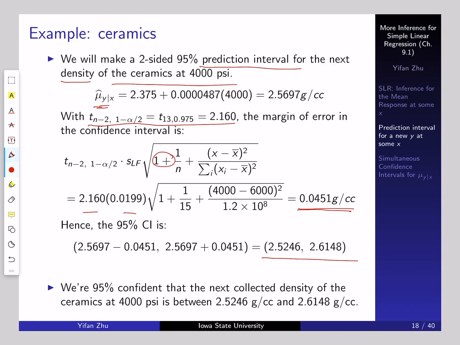So if you check the previous confidence interval for mu of y given x at 4,000 psi, you will see that this will be wider than the CI for the 4,000 psi.